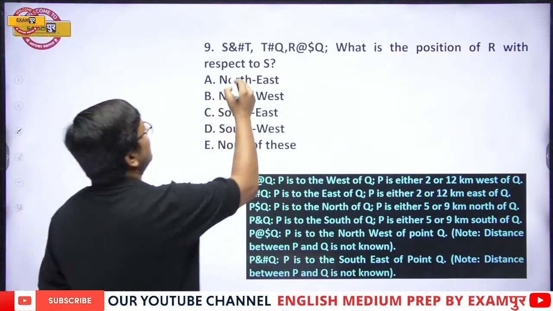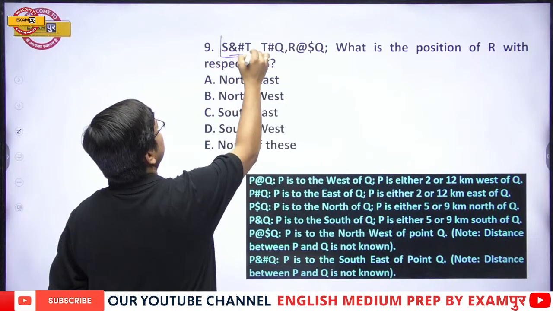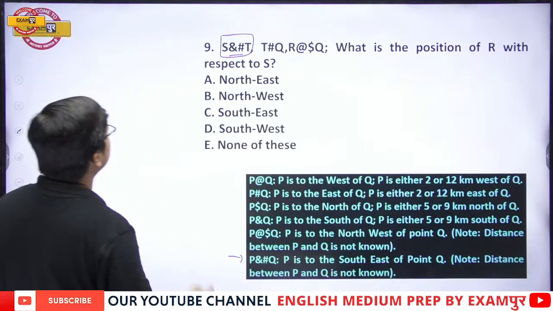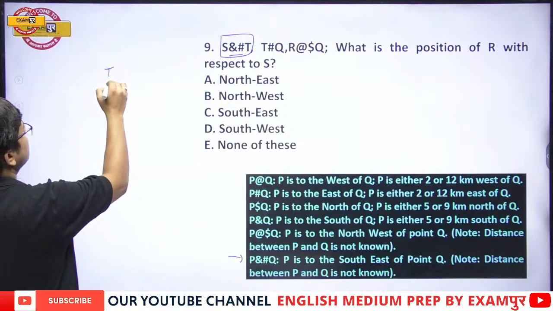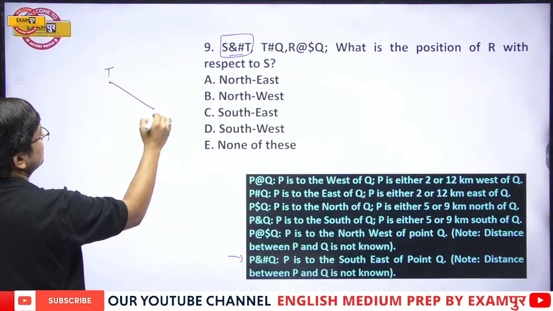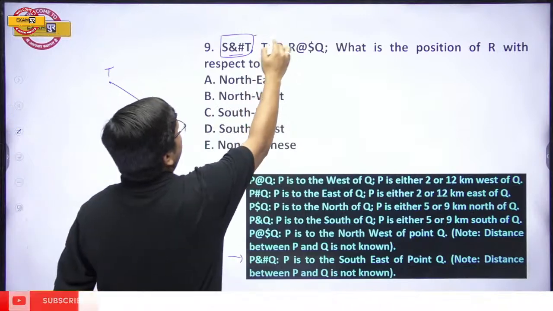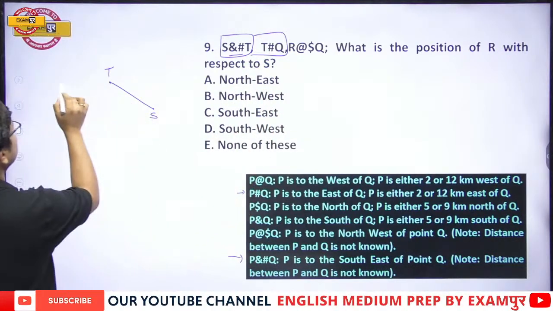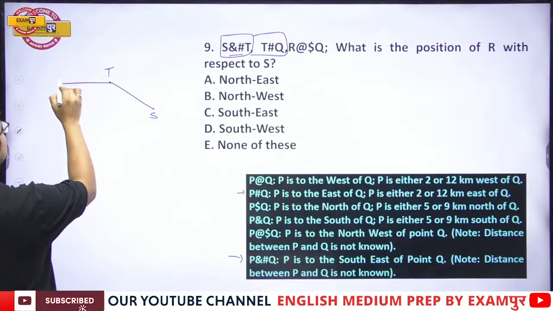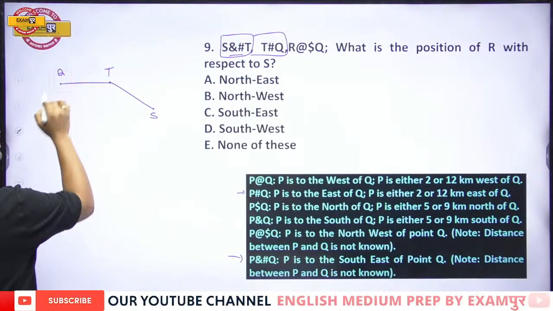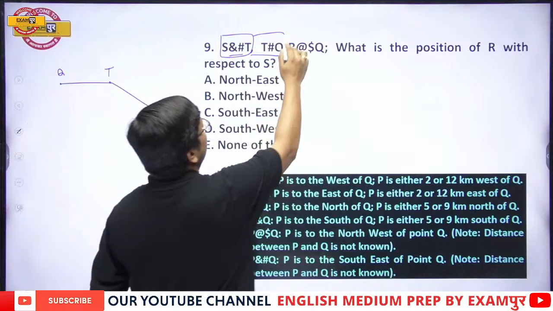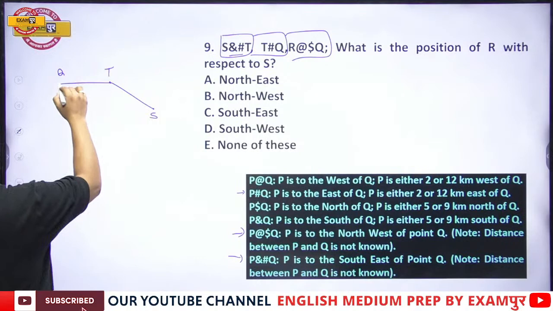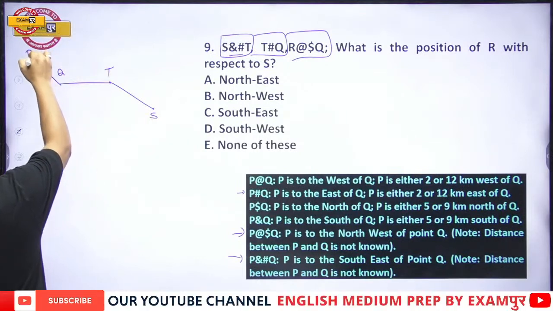Now see, S # T means S is southeast of T. Now T # Q means T is to the east of Q. And R @ Q means R is northwest of Q.